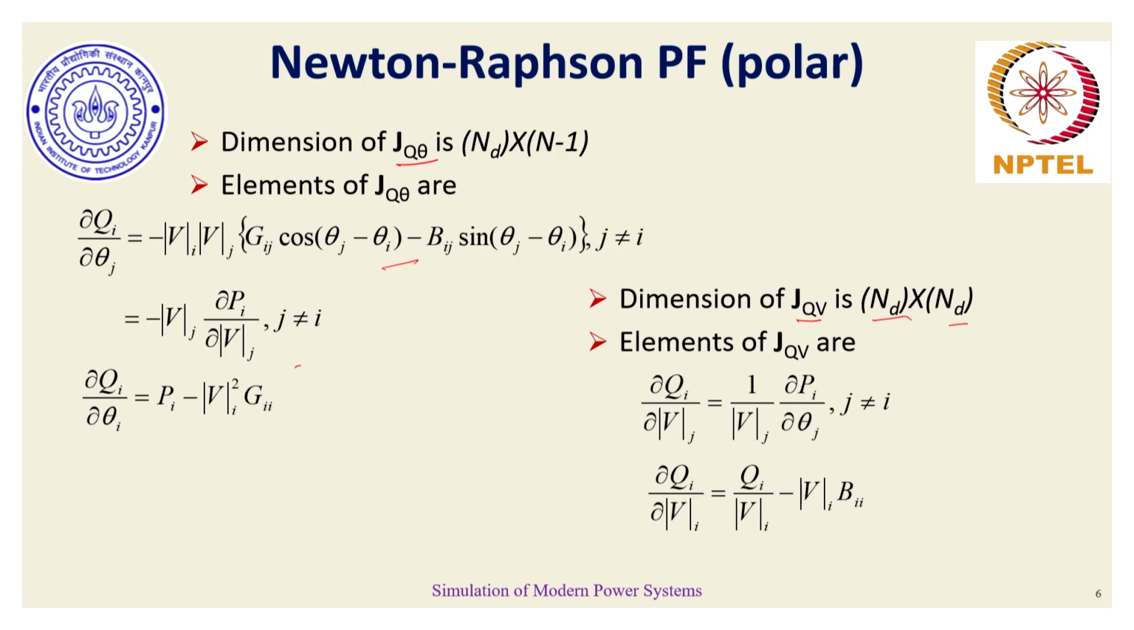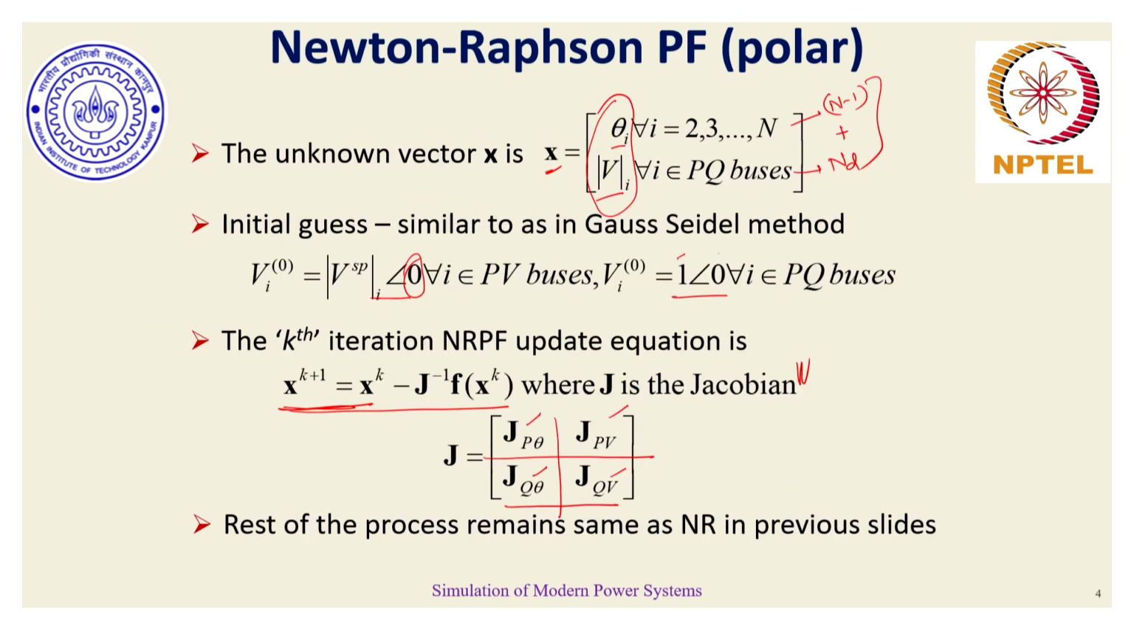The important part of the Jacobian or Newton-Raphson update equation is that in every iteration, this Jacobian matrix needs to be evaluated at the latest values of x, and then it needs to be factorized or inverted as shown here, and then it has to be multiplied with the n-1 plus nd cross 1 vector, which is f of x, and that's how x can be obtained.